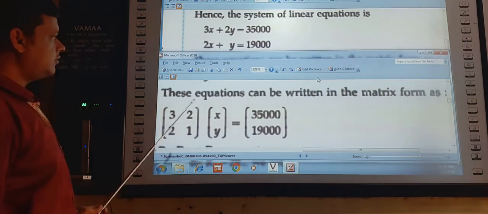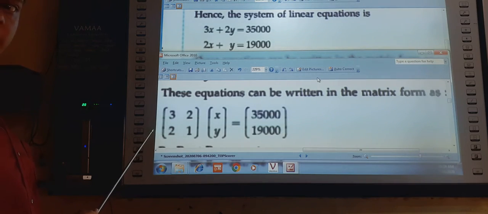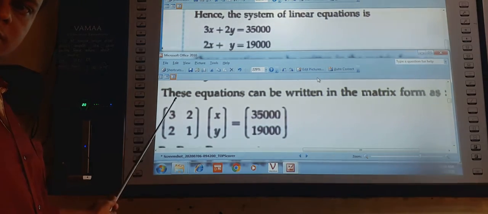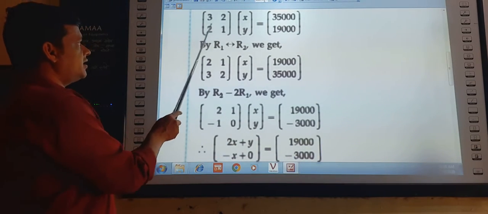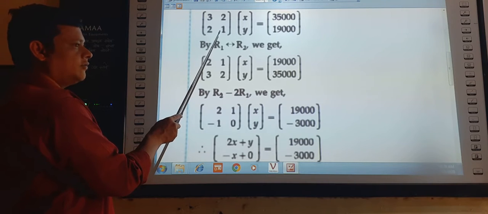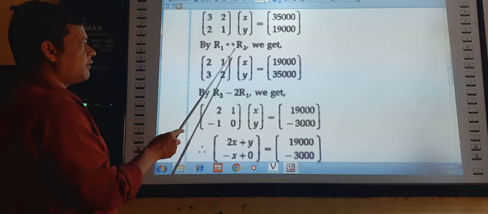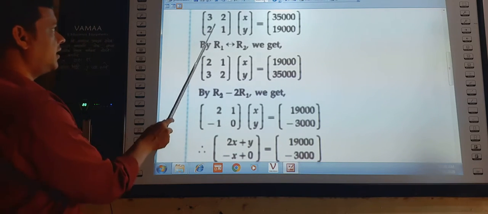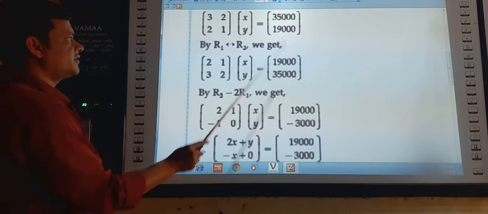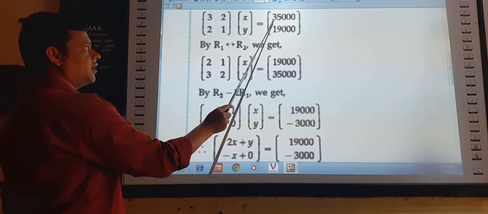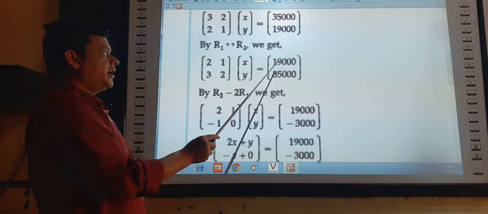Now we have to reduce this matrix into an upper or lower triangular matrix. Now we first apply elementary transformation. Here is 1. We shift this 1 to the first row. So we interchange these 2 rows, R1 interchange with R2. Elements in the first row we write in the second row. Elements in the second row we write in the first row. Same in RHS. 35,000 is in the first row, so we write it in the second row. 19,000 in the second row we write in the first row.